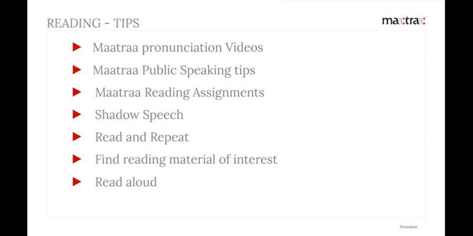Find reading material on topics which are of interest to you. That way it won't be work or you won't get bored. Google Auntie has the answer to everything, right? So you can look up articles, you can look up news, you can look up stories, you can look up short stories. There's lots of stuff that Google Auntie provides if you ask for the right thing.